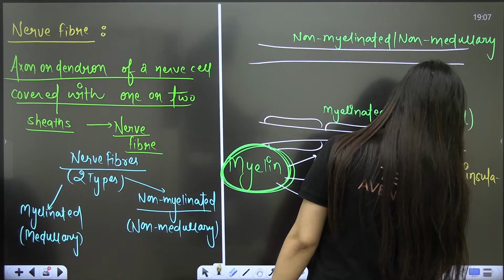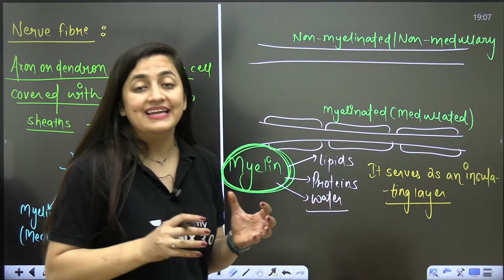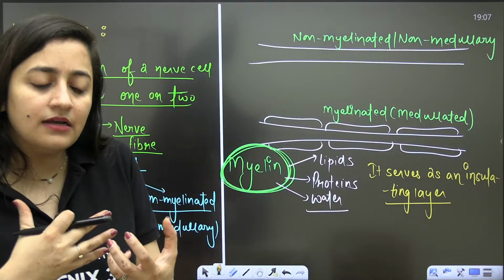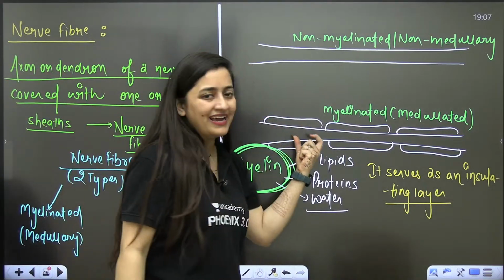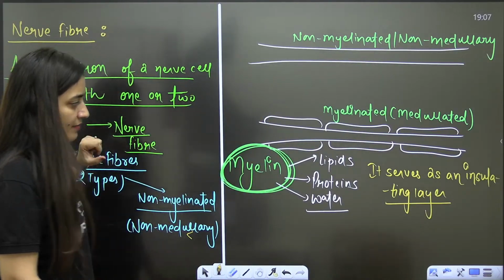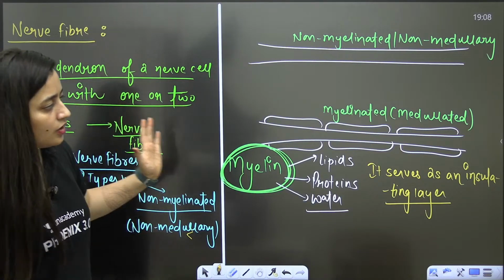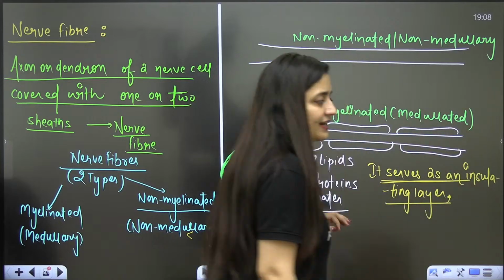Actually, when a neuron is conducting the nerve impulse, this myelin shows electrical resistance. So because of the presence of this myelin sheath, the nerve impulse will not be able to go here and there. Are you getting my point? So the myelin acts like an insulating layer. It will prevent the loss of energy of the nerve impulse during its passage along the fiber.